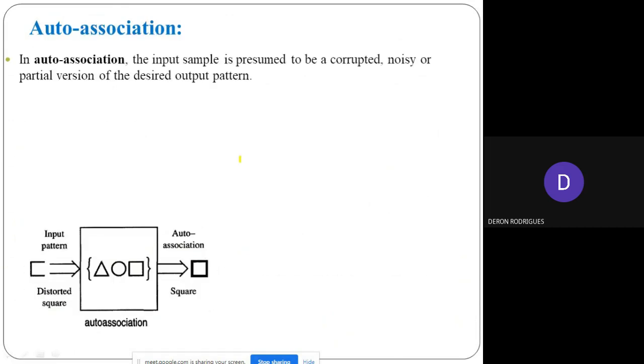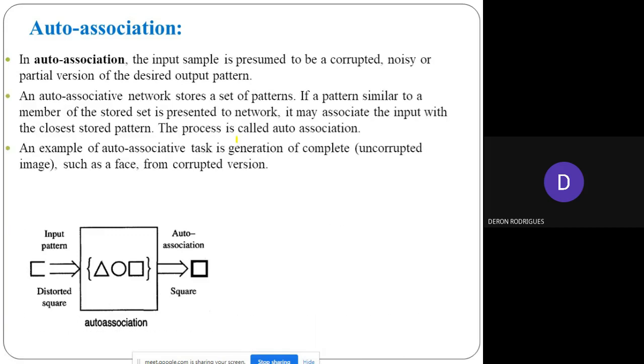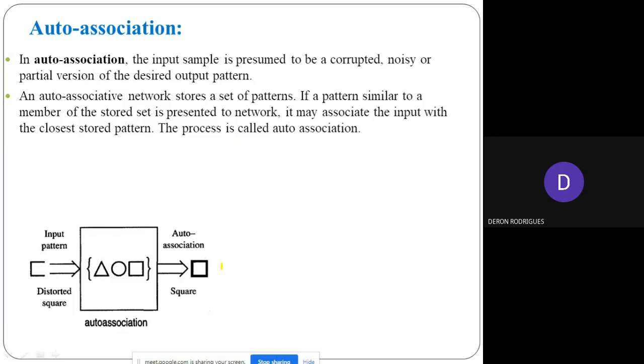So in auto association, the input sample is presumed to be corrupted, noisy, or a partial version of the desired output pattern. Because if it is not corrupted and not noisy, then why do we need auto association? We already know what the pattern is, right? Most of the time the input sample will be a corrupted version of the output pattern. So auto association stores a set of patterns, and if the pattern is similar to the set of stored members, it may associate it with the input which is closest.